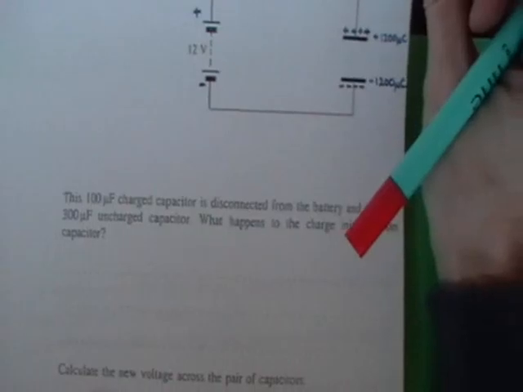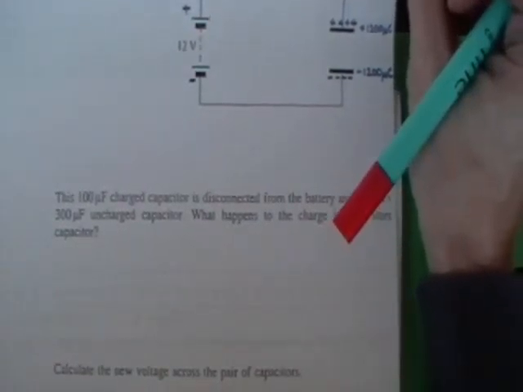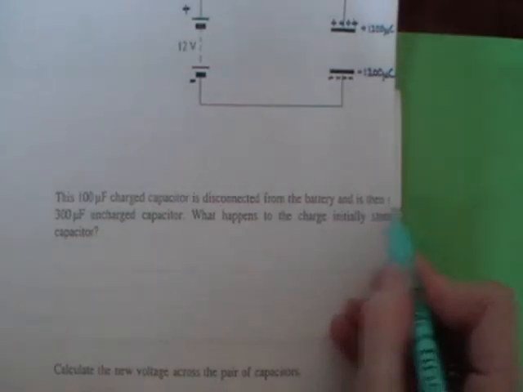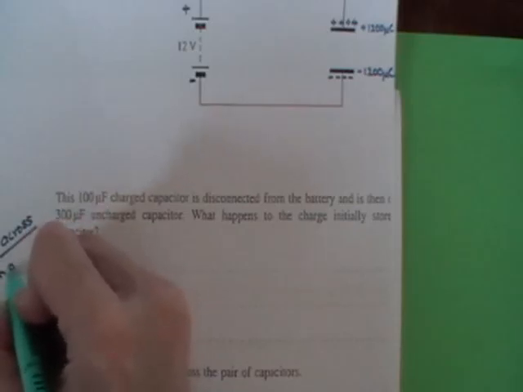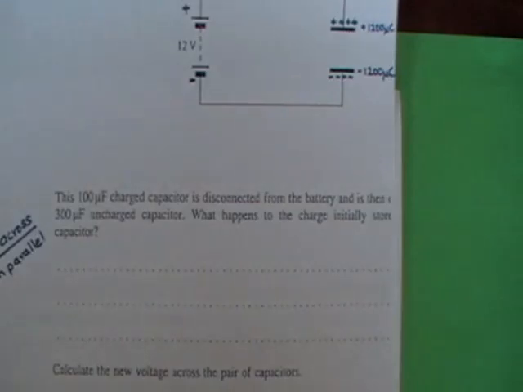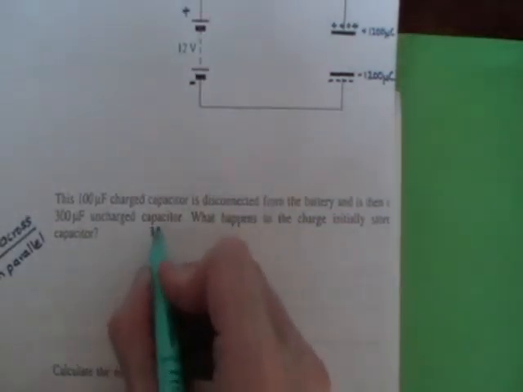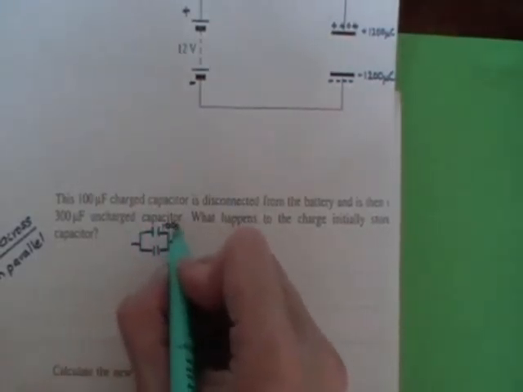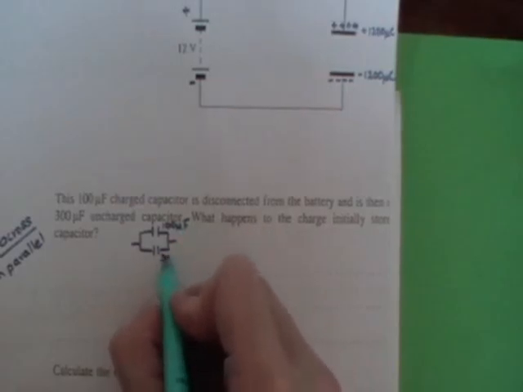This 100 microfarad charged capacitor is disconnected from the battery and then connected across. Now I've lost my across bit here, but when you see across, that means in parallel. Across always means in parallel. Sometimes it will tell you that it's connected in parallel. It doesn't say this here. So if we just draw this, that's what you have there. You've got your 100 microfarads and a 300.